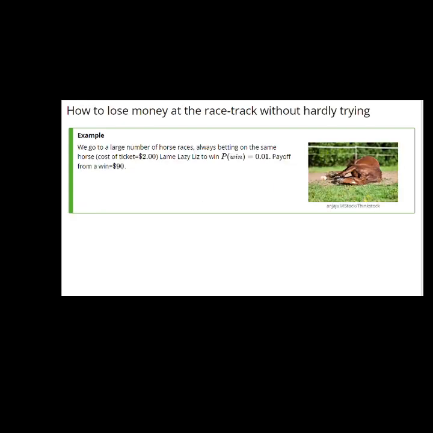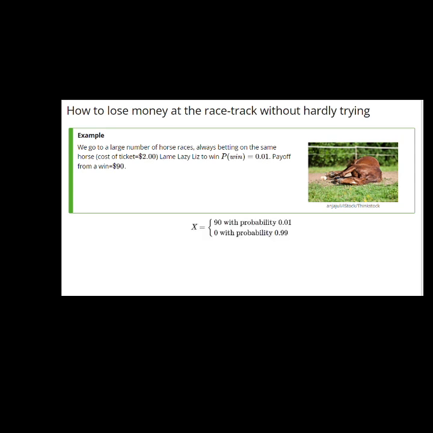Here's some advice on how to lose money at the racetrack. We go to many horse races and we always bet on the same horse, pictured here, Lame Lazy Liz. The probability that Lame Lazy Liz wins a race is 0.01, 1 out of 100, but the payoff is quite profitable, $90 on a win. Of course, we pay something for a ticket, namely $2.